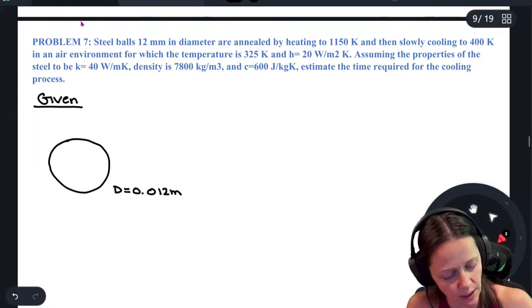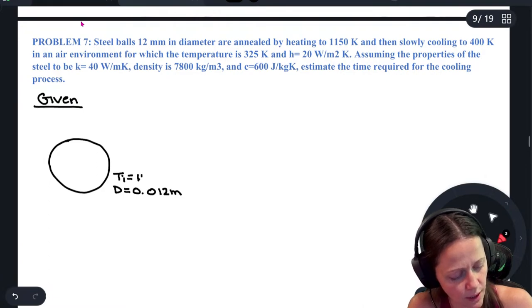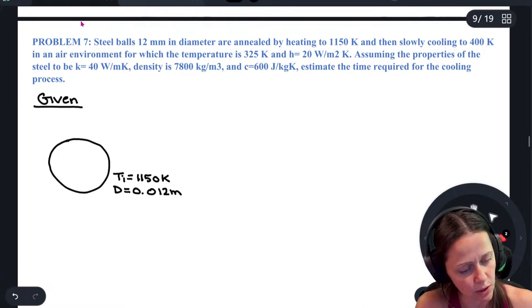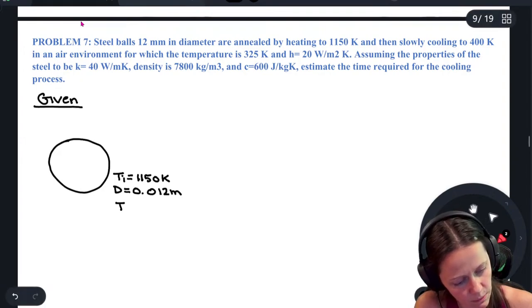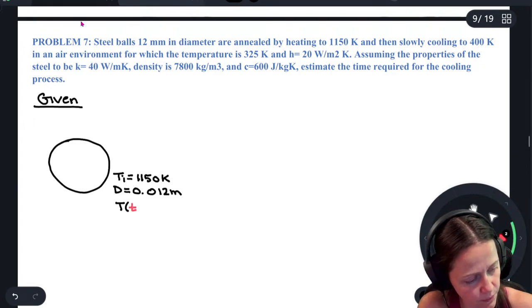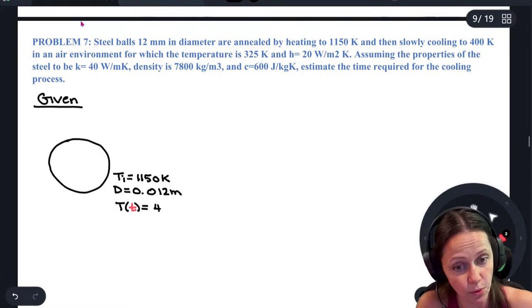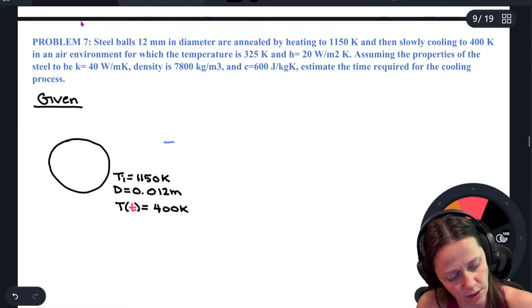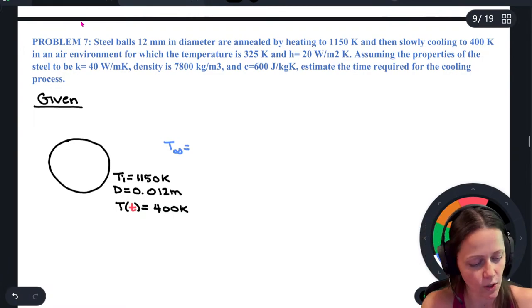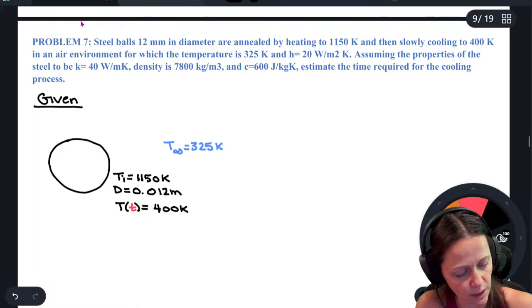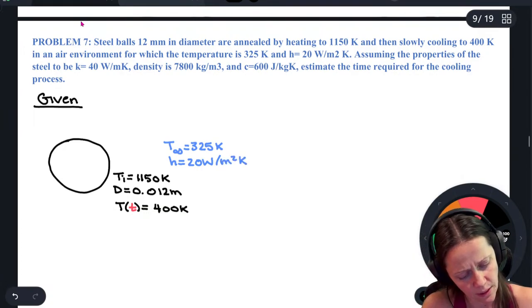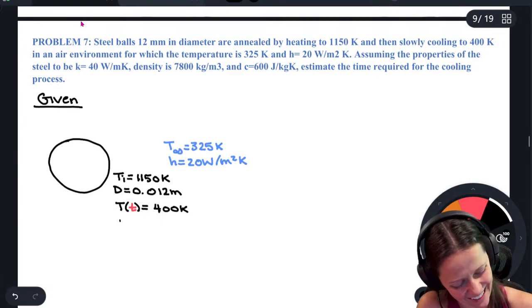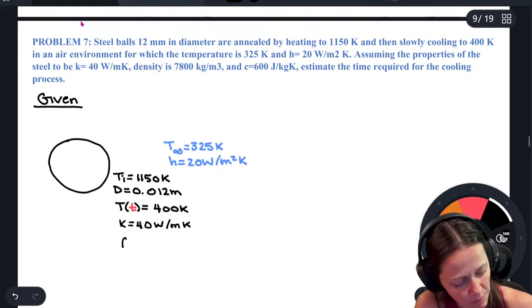It is initially at a temperature, T initial, 1150 Kelvin. And then it's cooled to 400 Kelvin. At some time t, which I do need to find, it's cooled to 400 Kelvin. And then the convection effective environment is 325 Kelvin, with a convection coefficient of 20 watts per meter squared Kelvin. Assuming the properties of that steel, I'll go ahead and write them down from the problem statement. You don't really have to write it, but I like it all in the same place.